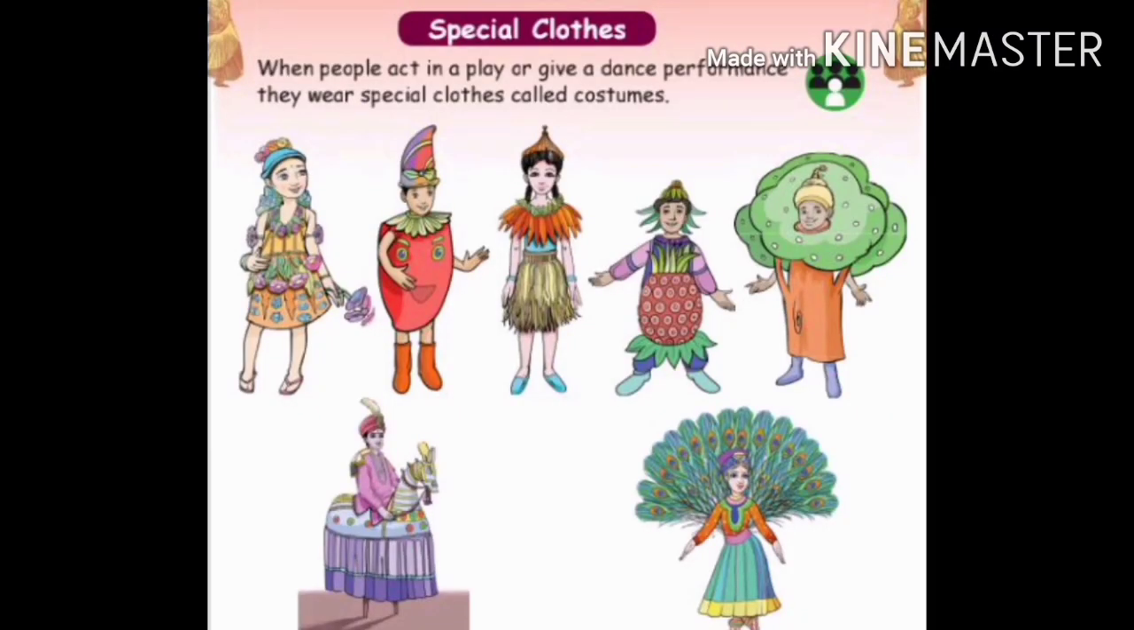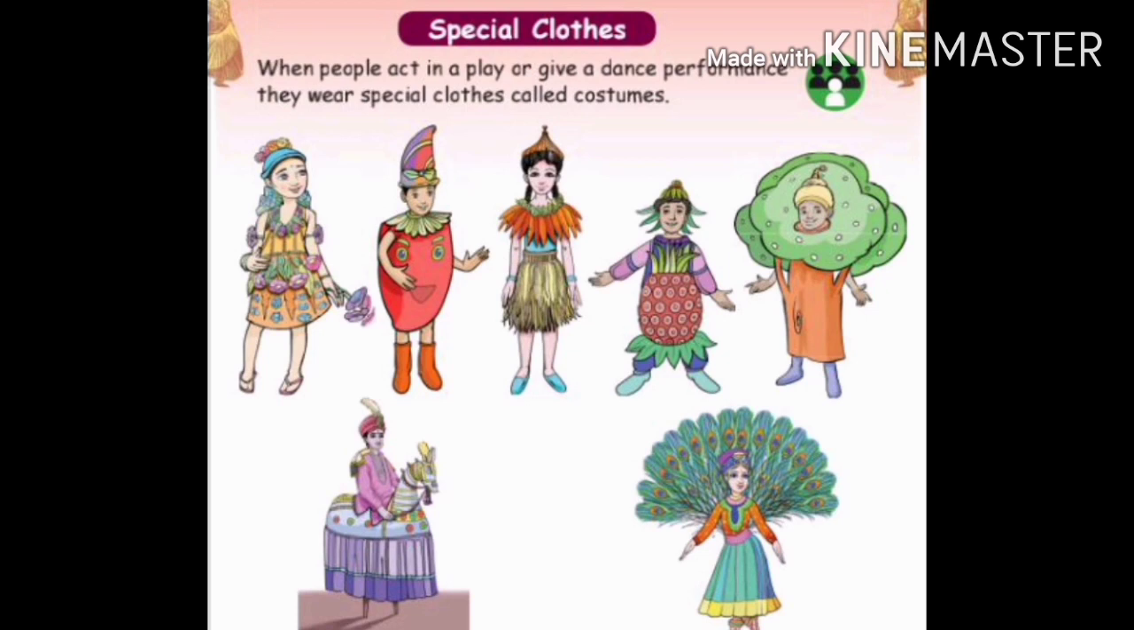Children, now we will learn about special clothes. What are these special clothes? When people act in a play or give a dance performance, they wear special clothes called costumes.